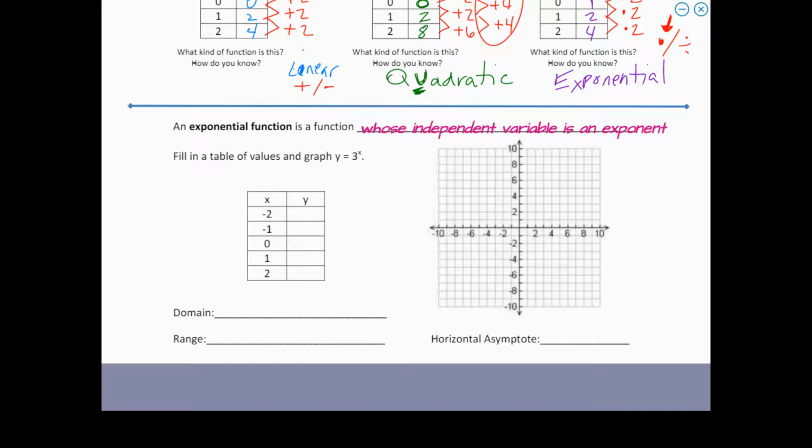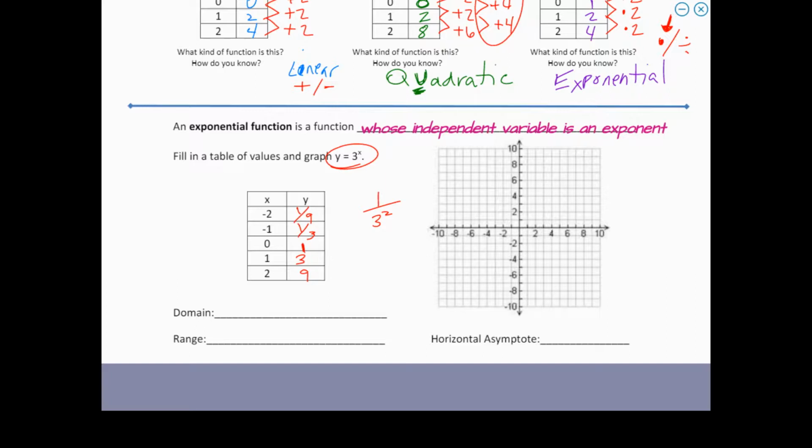So now let's fill in this table down here. Okay, so 3 to the power of x. So 3 to the negative 2 would mean I'm doing 1 over 3 squared, right? So what's 3 squared? 9. So 1 over 9. And then this would be 1 over 3 to the power of 1, so 1/3. Anything to the power of 0 is 1. Then we've got 3 and 9.